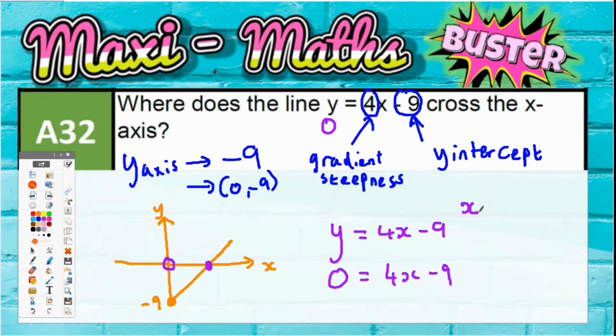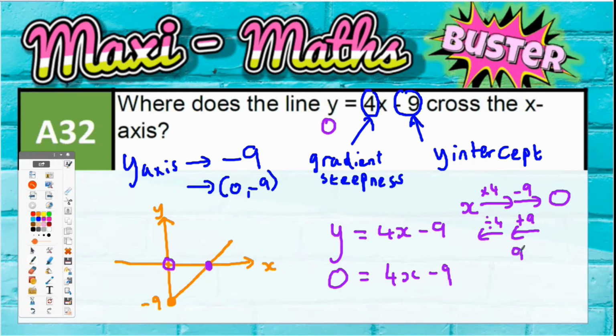So start your number machine with x. We've got 4 of them, so times 4. Then we're taking away 9. And out pops 0, because where it crosses the x-axis, it is 0 up. And then you just reverse it back. So the opposite of take 9 is add 9. The opposite of times 4 is divide by 4. And then you just work it backwards.